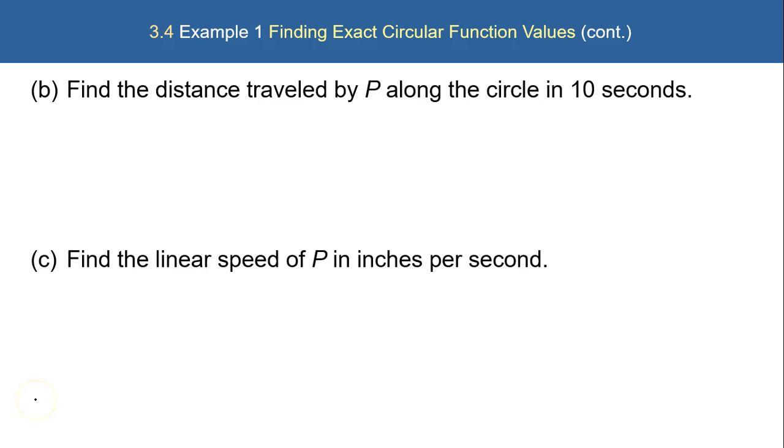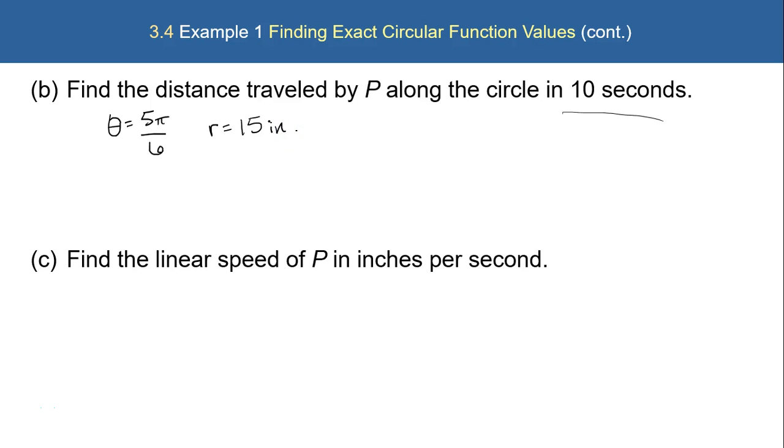All right, so part B goes along with part A. It says, find the distance traveled by P along the circle in 10 seconds. So we're going with the same amount of seconds around the circle that generated the angle that we found in A. We're going to be using the fact that we know theta is equal to 5 pi over 6 radians. And also, from the previous slide, we know that the radius here is 15 inches, I believe. Yes.